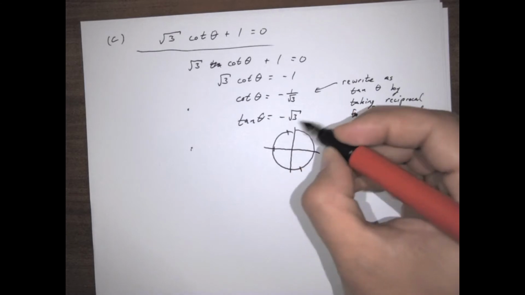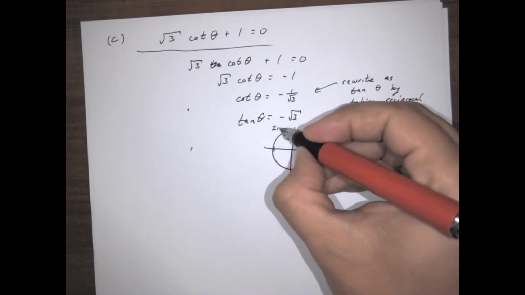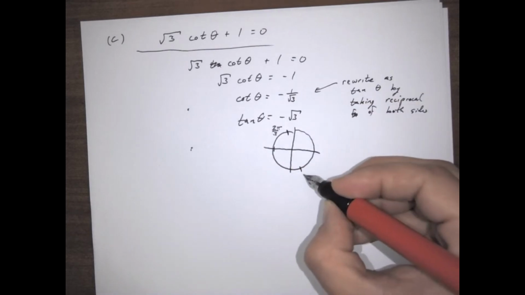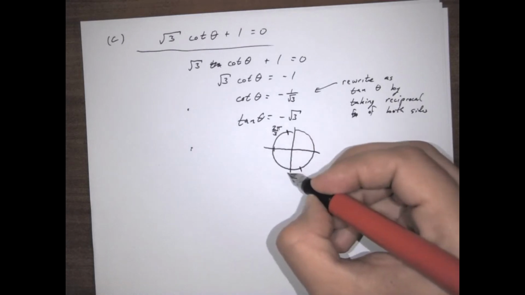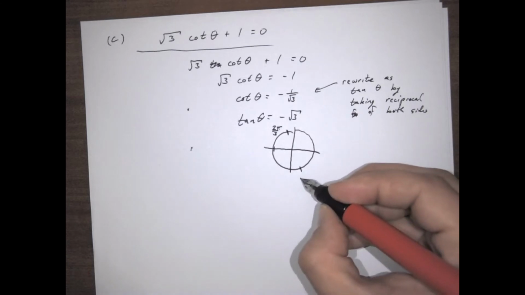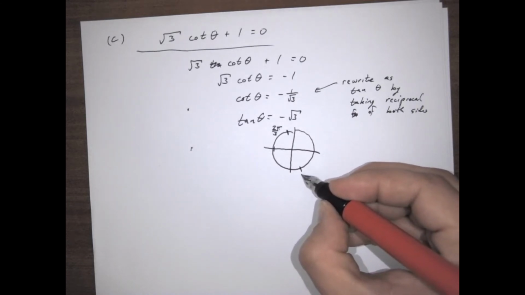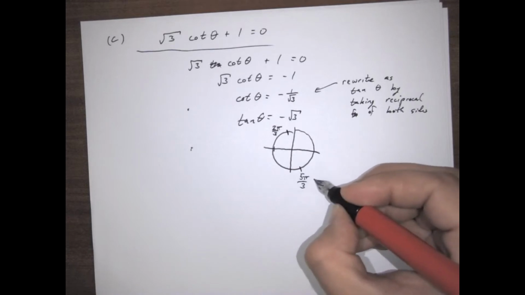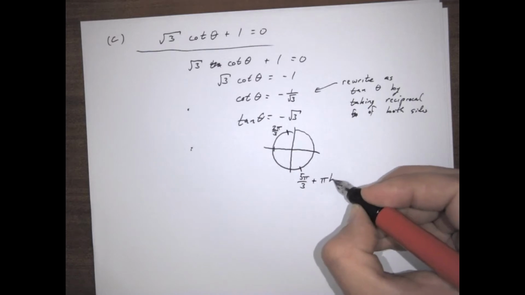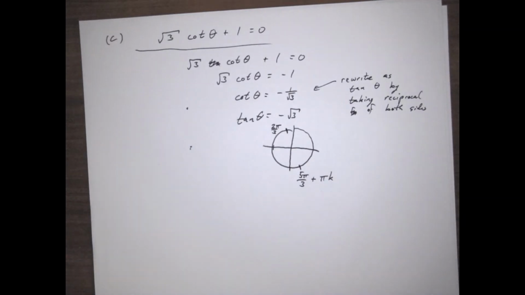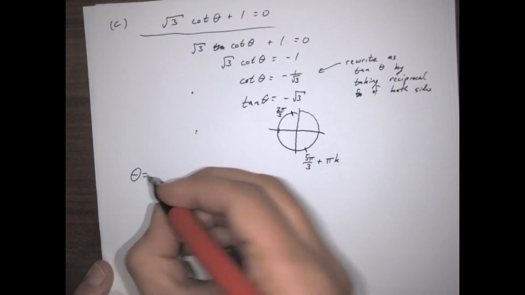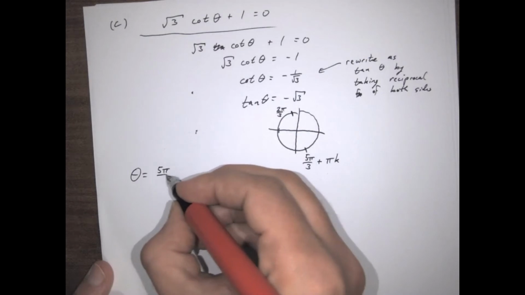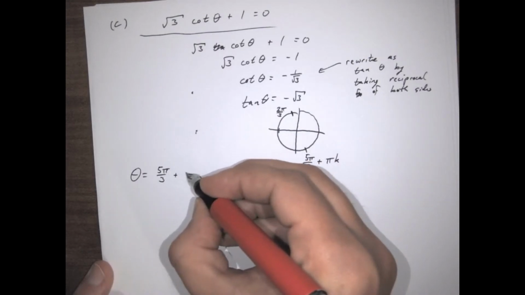So that means we're talking about down here and also up there. So up here, this one, if we think about what that's going to be, that's 2 pi over 3. And down here, what we have is the same as negative pi over 3, or if we think about it in terms of the positive version of the angle, that's going to put us at 5 pi over 3, and again plus pi k. And that's because this is a tangent slash cotangent type situation, so the solutions are exactly pi apart, so we can combine the formulas like that. So theta equals 5 pi over 3 plus pi k.